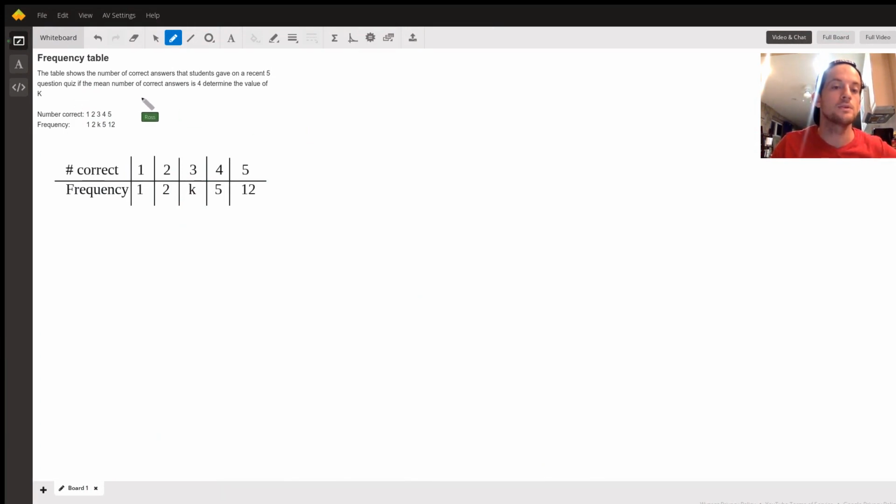So it says the table shows the number of correct answers that students gave on a recent 5-question quiz. And the mean number of correct answers is 4, so the average number correct a student got is 4 questions. We want to find this missing number k.